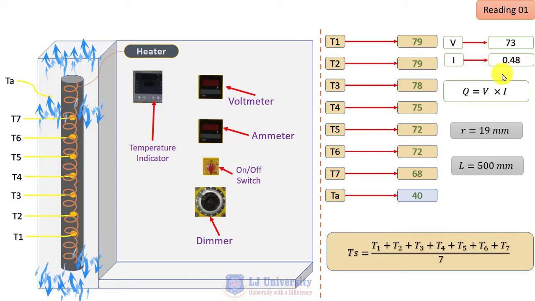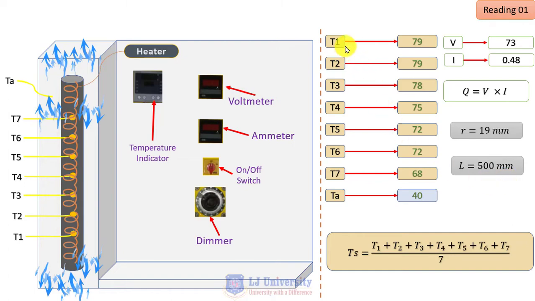So our input is Q equal to V into I. There are some fixed parameters like the radius of this cylinder, which is 19 mm, and the total length of this cylinder is 500 mm, so that capital L is equal to 500 mm.